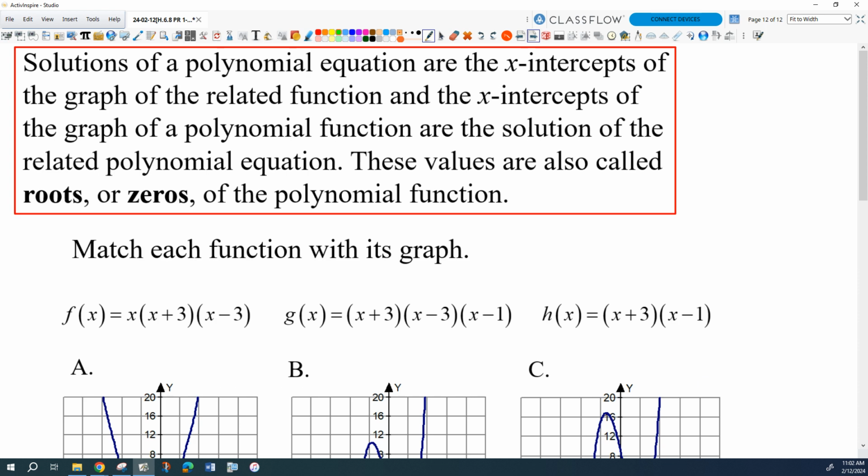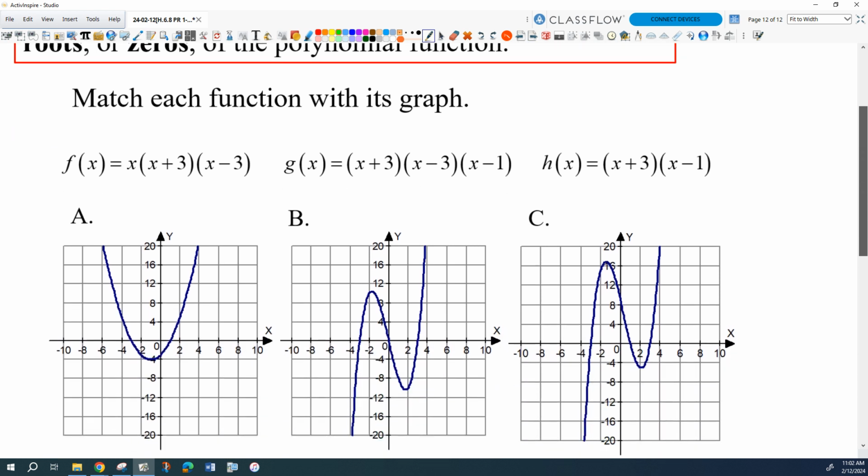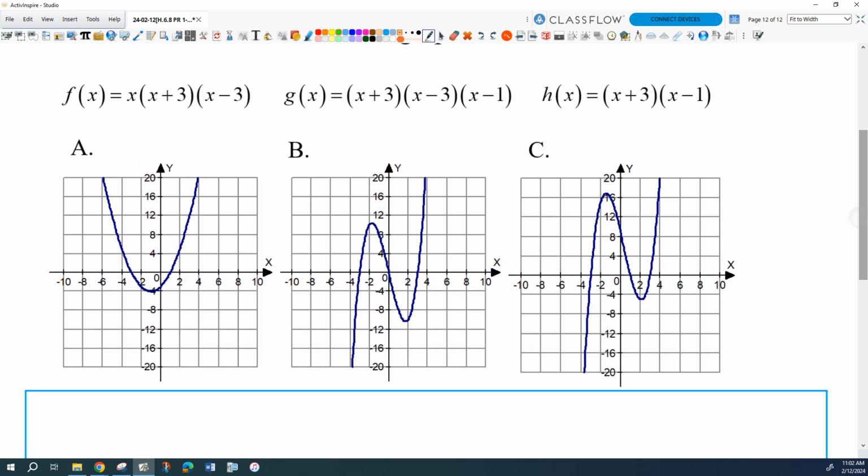So if all the real solutions or real zeros correspond to x-intercepts, then we ought to be able to pretty easily match these graphs up, right? Because if this is my polynomial function, this thing is going to equal 0 at -3, +3, or so I could just look for the polynomial that has those zeros, and that's my answer.